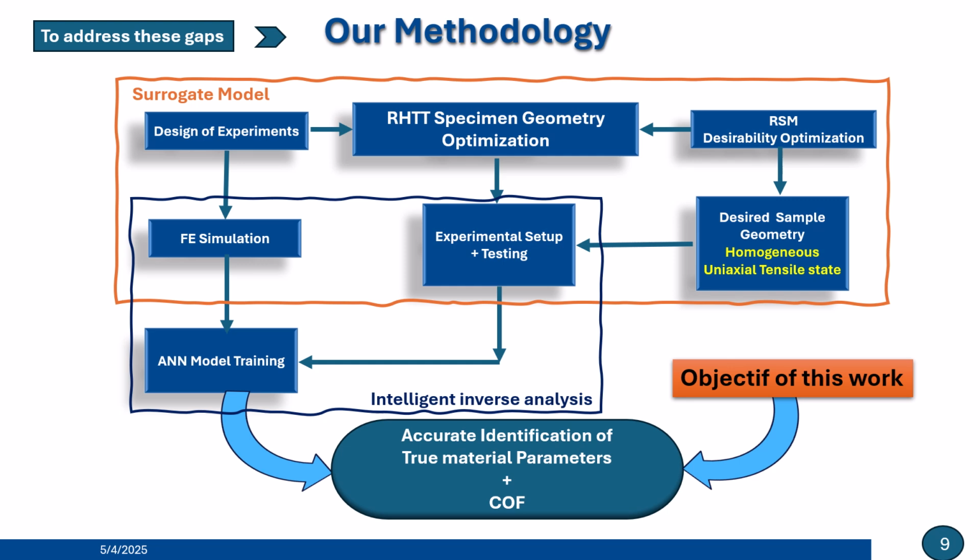To address these gaps, we developed a comprehensive methodology with two main components, as shown in this flowchart. First, we focus on optimizing the ring hoop tensile test specimen geometry through the development of a surrogate model, including design of experiments, finite element simulation, and response surface methodology to achieve homogeneous uniaxial tensile state. Second, using experimental data from tests with the optimized specimen, we employ an intelligent inverse analysis combining finite element simulations with an artificial neural network to simultaneously identify both the true material parameters and the coefficient of friction, and this is what stands for our objective in this work.